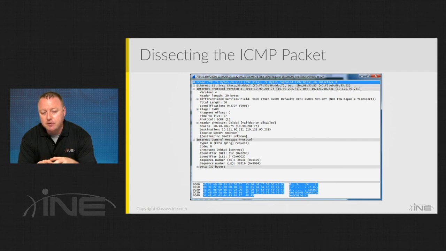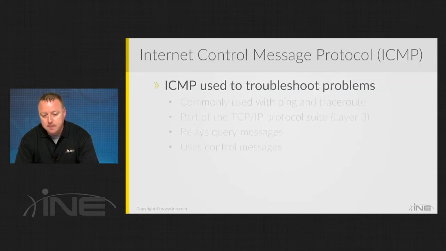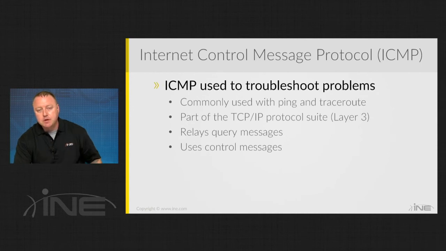But just remember, if you were looking at the actual packet, there's information in the actual packet that maps to other things. So what do we use ICMP mostly for? We use it to use ping. We use it to do trace route. It's part of the TCP/IP protocol suite. It relays query messages, and it uses control messages.